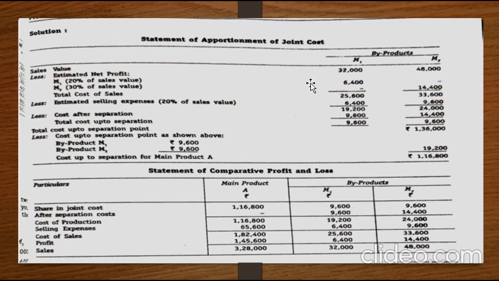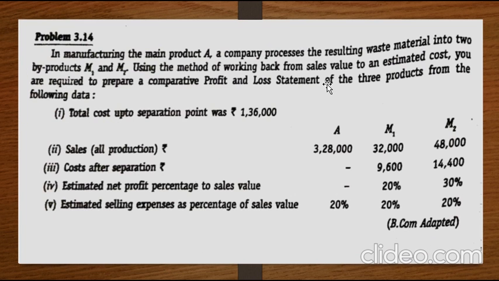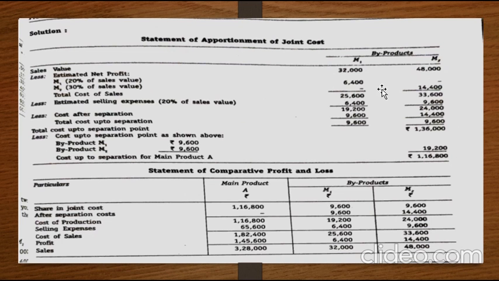So sales value for M1 and M2 is given in the problem, which is sales for M1 is 32,000 and for M2 it is 48,000. So we will be taking sales value 32,000 and 48,000 less estimated net profit. So we will minus profit to get the cost. That is to get the cost of sales. That is nothing but your total cost.